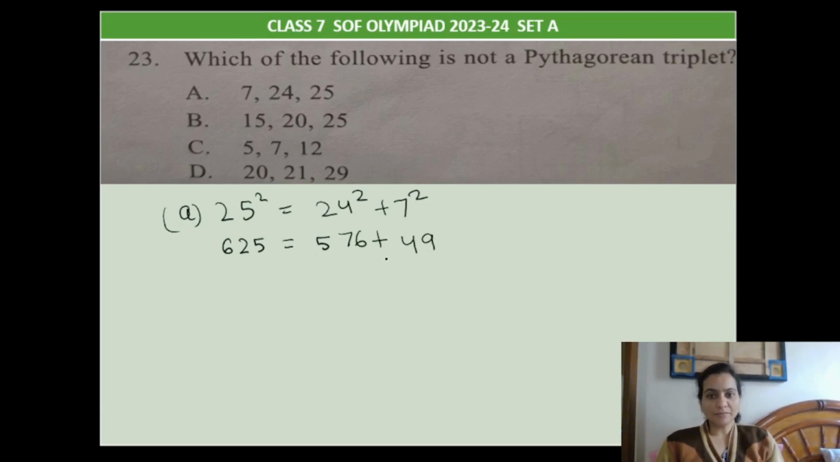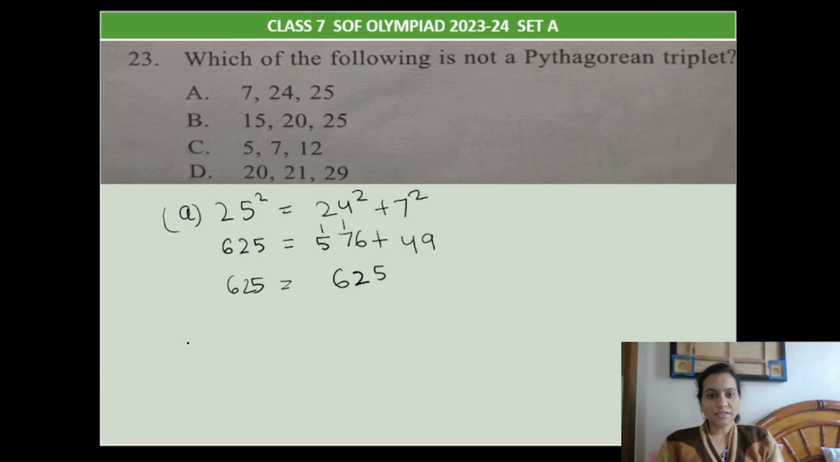So you add this up, right hand side. 9 plus 6 is 15. 1 gets carried over, so it's 8 plus 4, which is 12. 1 gets carried over, so it becomes 625. So both LHS, left hand side, becomes equal to right hand side. So 7, 24, 25 are a Pythagorean triplet. So which are not?